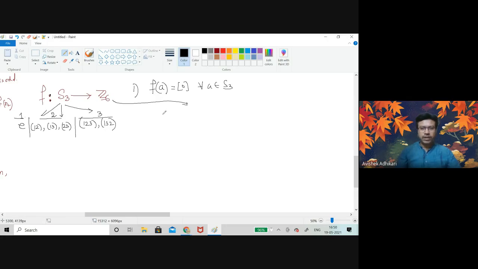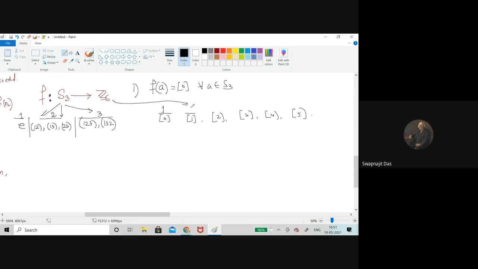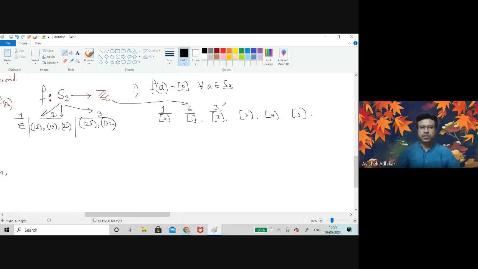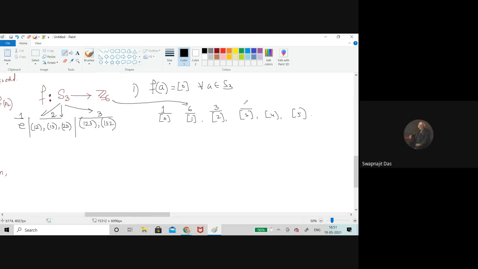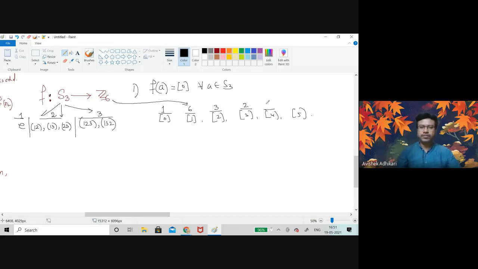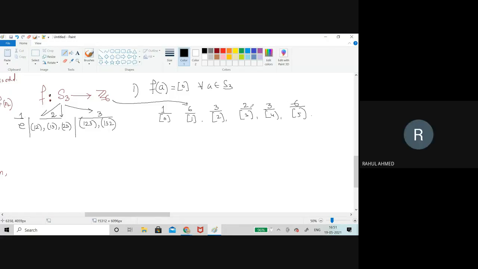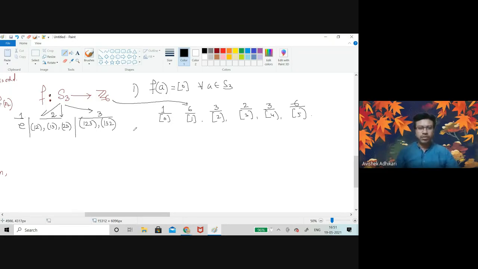Okay, so if I consider class 0, class 1, class 2, class 3, class 4, and class 5, quickly can you tell me what is the order of 0? It is 1. What is the order of 1 in Z6? 6. What is the order of 2? 3. Order of 3? 2. Order of 4? 3. Order of 5? 6. Very good.